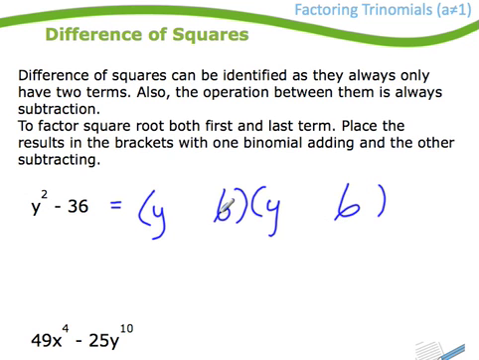And then the trick with difference of squares is that you make one positive and you make one negative. When you have opposite terms, what that does is it cancels the middle term out, leaving you with just two terms.